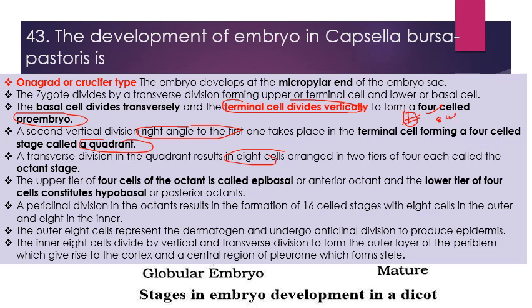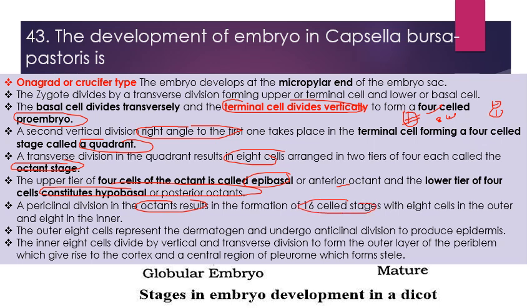इसमें फिर से एक transverse division होता है that results in formation of 8-cell structure in 2 tiers, that is 4 on upper tier and 4 on lower tier. This 2-tier structure is called the octant stage. Here the upper tier of 4 cells of the octant is called epibasal or anterior octant, and the lower tier of 4 cells constitutes hypobasal or posterior octant.